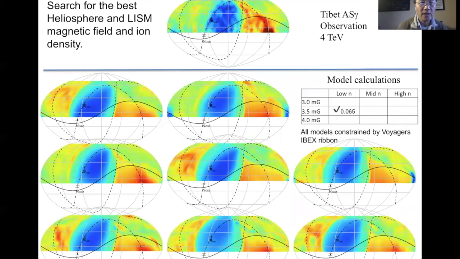We tried many models of the heliosphere, and all of them produce roughly consistent results of cosmic ray anisotropy. Only a few parameters can give a more precise fit.